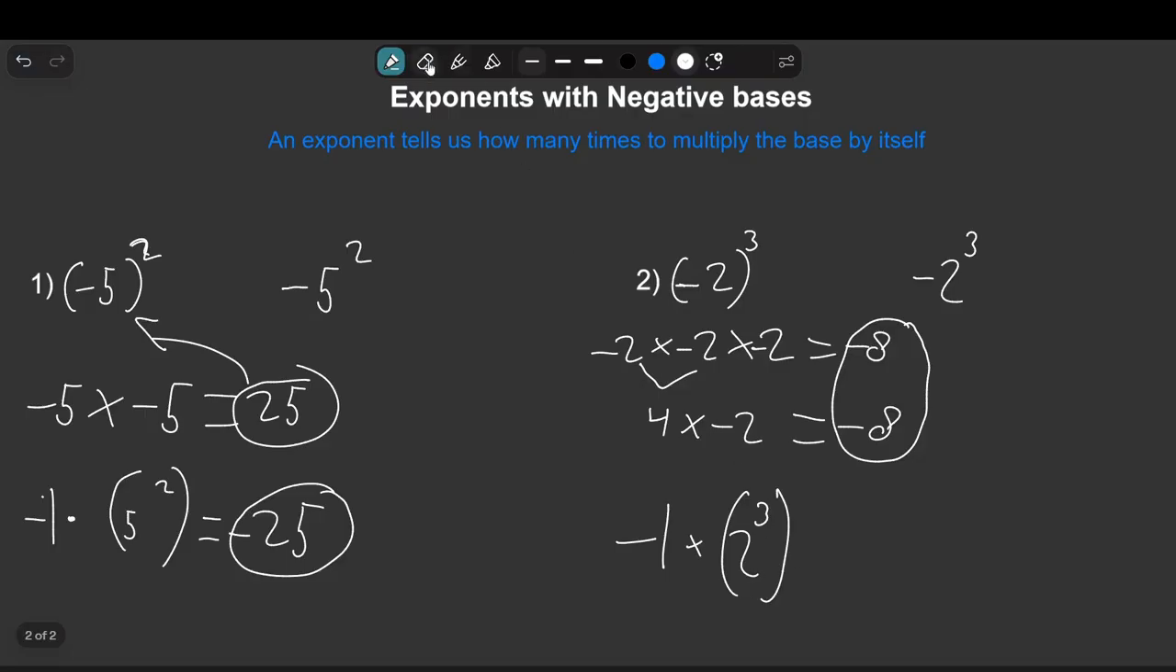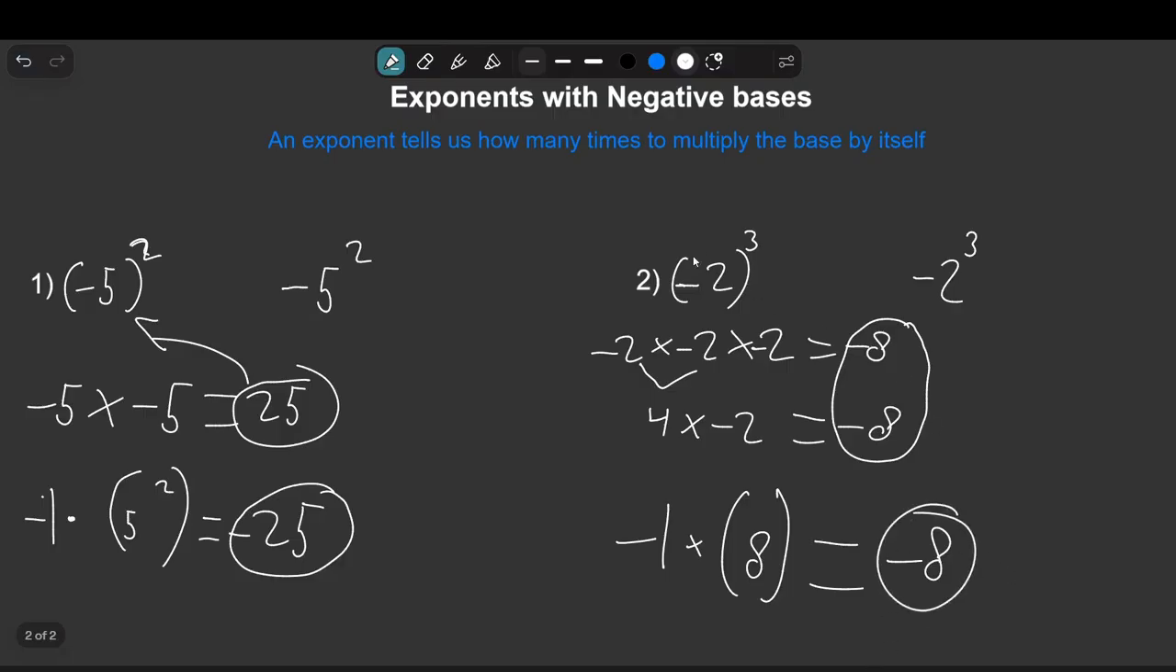So this is basically an 8, because we know 2 cubed is 8. But now we have minus 1 times 8. We have a negative number times a positive number. This tells us we will get a negative number, as I told you guys. So our answer will be minus 1 times 8, which is minus 8.